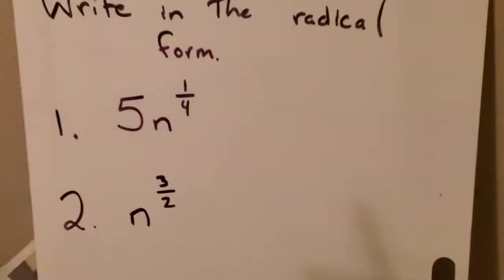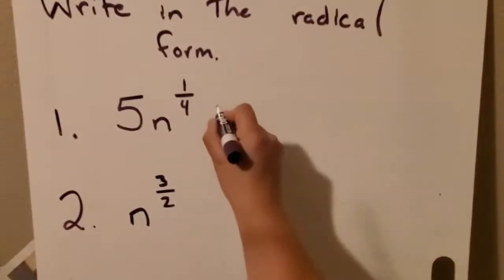Let's work through two of each type of problem, two converting from the exponential to the radical form, and two going from the radical form back to the exponential form. So even though these look messier, they're going to follow the same rules.